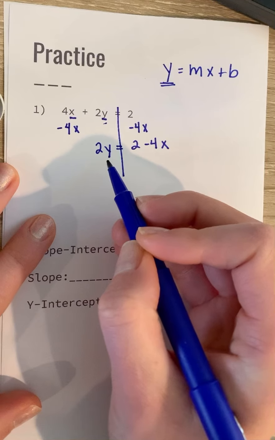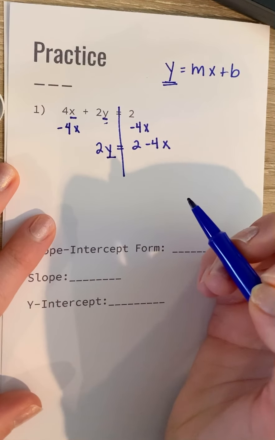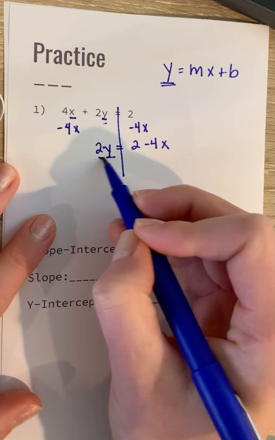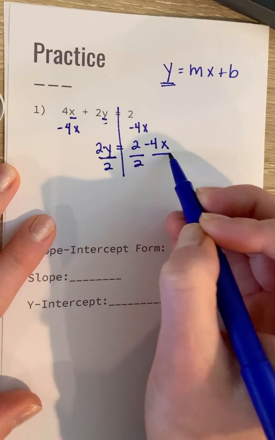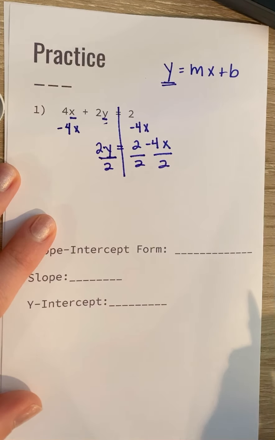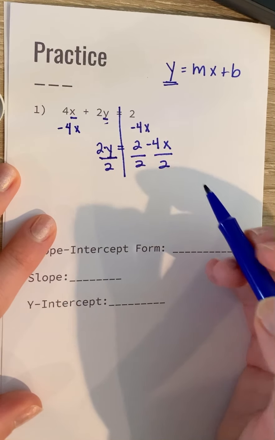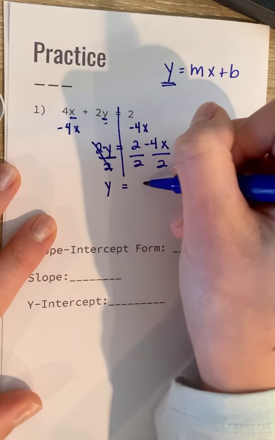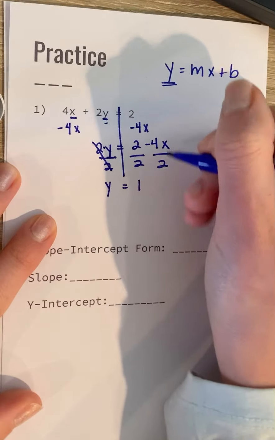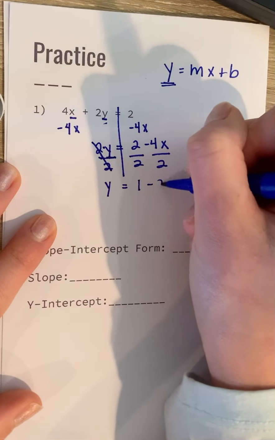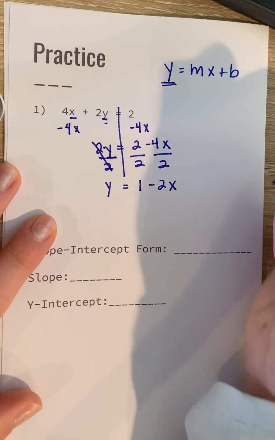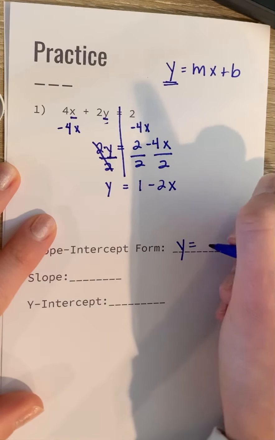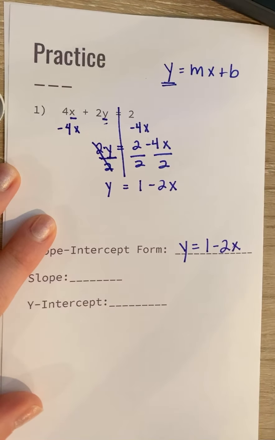Then I need to still get rid of the 2 because I'm trying to get y all by itself. And it's multiplication that's going on between here. So I'm going to divide by 2. And to do this, we're going to divide every single term by 2. So my 2's cancel out on the left. And I'm left with y equals 2 divided by 2 is 1. Negative 4 divided by 2 is negative 2x. Okay, so my final answer is going to be 1 minus 2x.